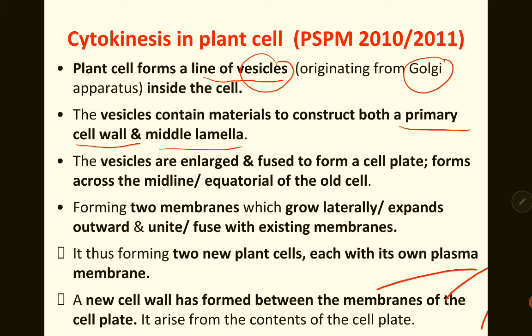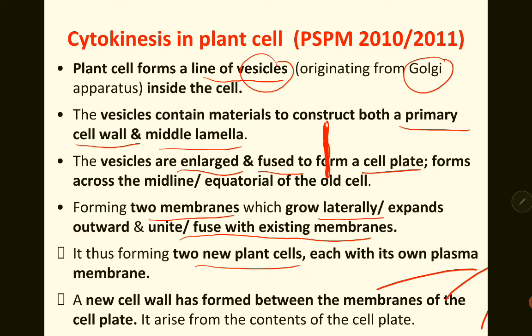These vesicles will be enlarged and fused, so they become larger and larger. Eventually they fuse together to form the cell plate, across the equatorial plane of the cell. So they form two membranes which grow laterally, or expand outward, and fuse with the existing membrane. After that, they form two new plant cells, each with its own plasma membrane.